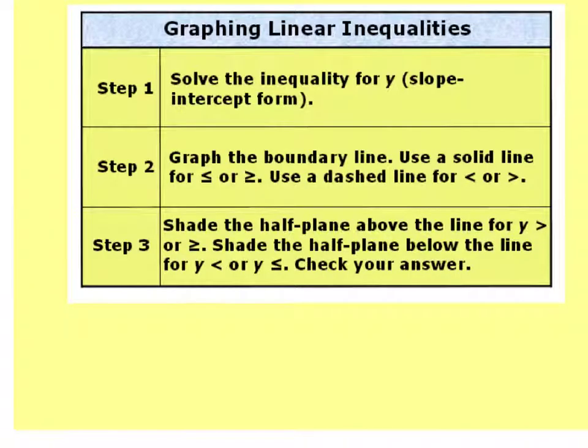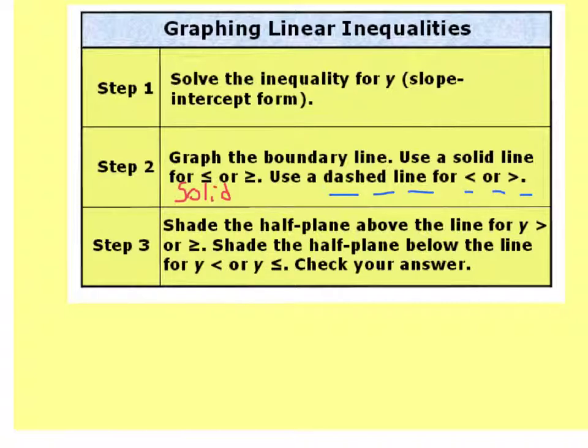This is a handy chart for what we're going to be doing next. Step 1, solve the inequality for y. In other words, get y by itself, slope-intercept form. Next, graph the boundary line. Use a solid line for less than or equal to or greater than or equal to. So these will be solid. Okay, you might want to write that in. And use a dashed line if it's just less than or just greater than.